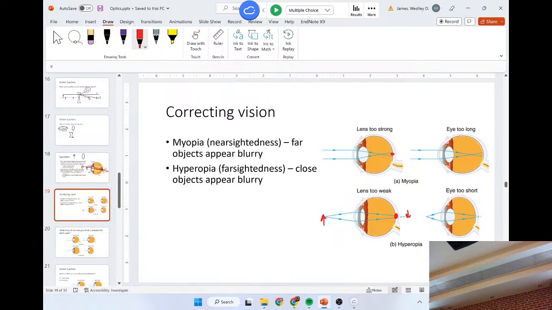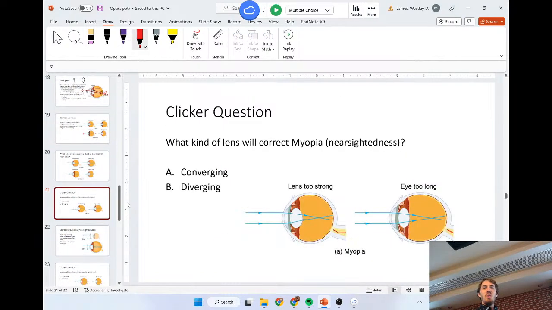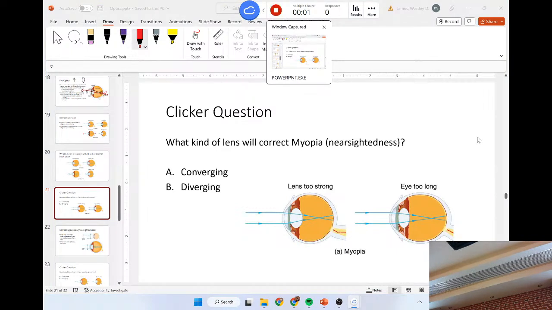Its lens is too weak, it's not focusing enough, or your eye is too short. What kind of lens do you all think we need to correct nearsightedness, where my light rays are converging before they should?